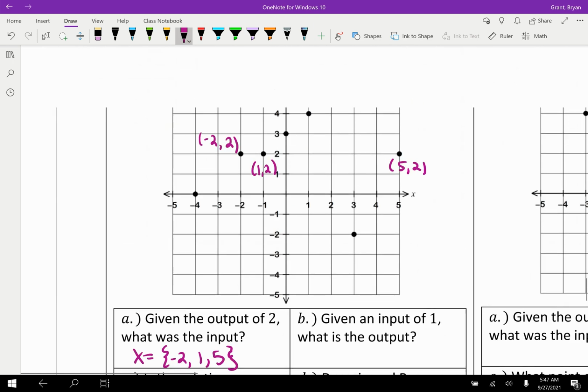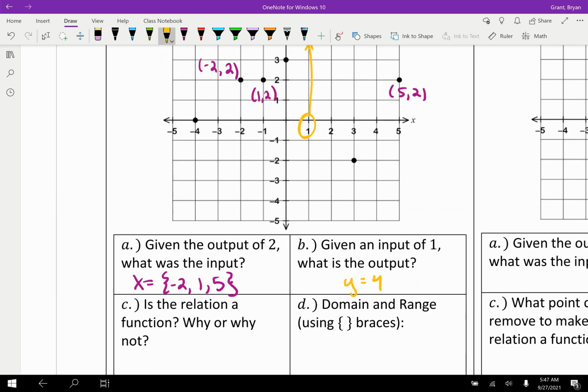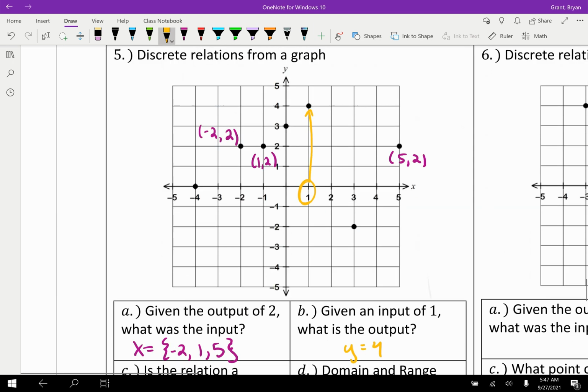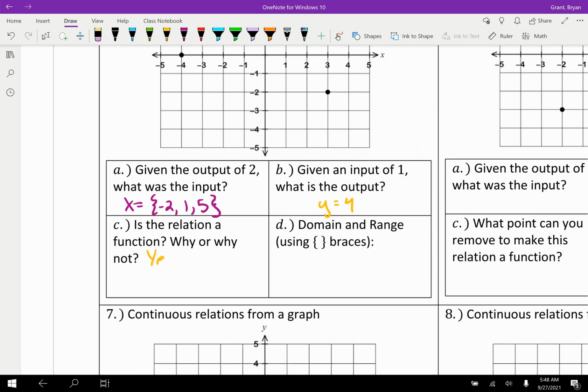Given an input of 1, what's the output? Well, the input is on the x-axis, so an input of 1, what's the output? It looks like 4 to me. Is this relation a function? Well, a nice quick way to do this is just to set up your vertical line test and see if the vertical line passes through more than one point. So here's the first point. The vertical line only touches one point. There's only one here, one here, one here, one here. I think every vertical line only hit 1 point, so this is a function. Because the vertical line only hits 1 point each time, that means that each x has only one y.